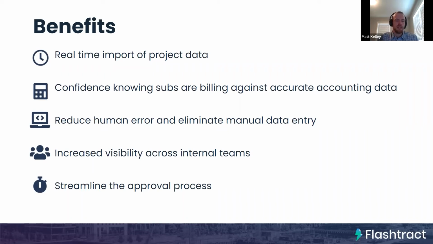And this will really streamline the approval process for you as well. So when you set up the documents that are required, you're going to make sure that they're not missing any lien waivers, that they're not filling out their pay app incorrectly, and that they're not missing any compliance items or things like that, because these are all set up as requirements in Flashtract, so you won't have to track those down.